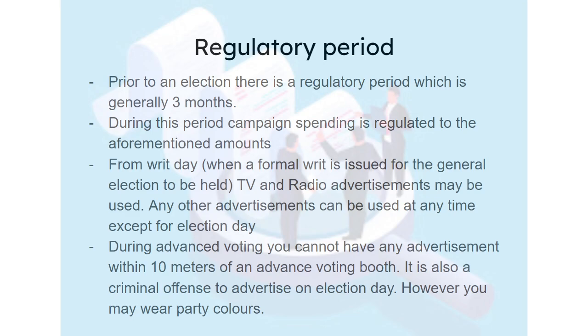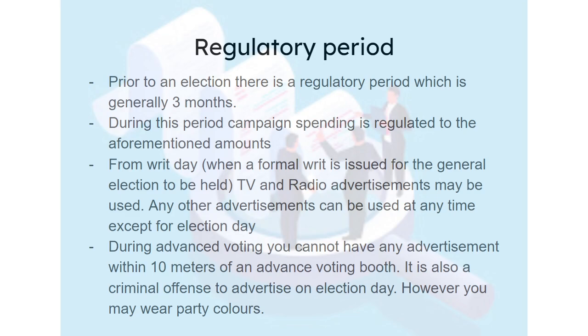Generally from Writ Day, which is when a formal writ is issued for the general election to be held by the Governor General, TV and radio advertisements may be used. However, not before. And this is up to election day. So on election day, you can't advertise. Any other advertisements can be used at any time except for election day. So you can put a billboard up whenever you want.